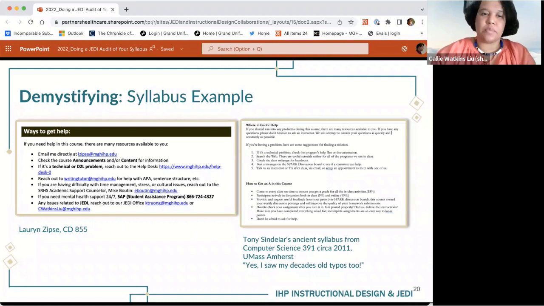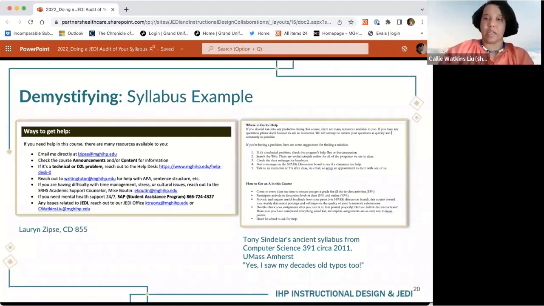One from Lauren Zipsey, where in her syllabus she has a box that explains where you can get help: how you get the help, when you can get the help, what type of help for D2L, for instance, when to reach out, how to reach out, where to go if you're having any challenges, who you can reach out to with JEDI-related issues. Tony's also has a breakdown about how to get help, and also really explains how you get an A in this course. So what does success look like?